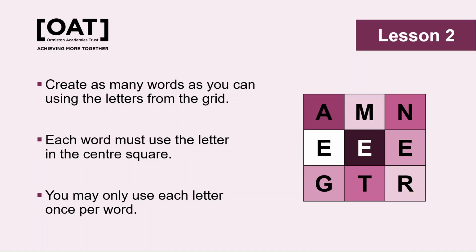The rules are fairly simple. You can only use a letter as many times as it appears in the grid. For example, you wouldn't be able to claim the word treat because there's only one T. Each word also needs to use the centre letter, so we wouldn't be able to use the word tram either.